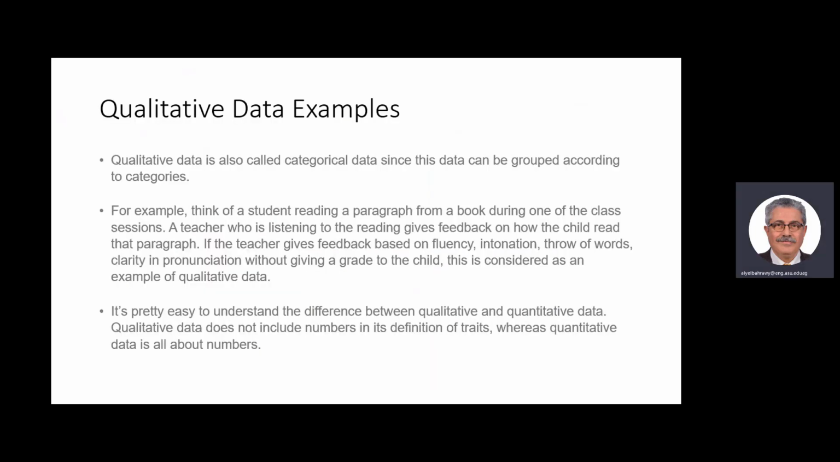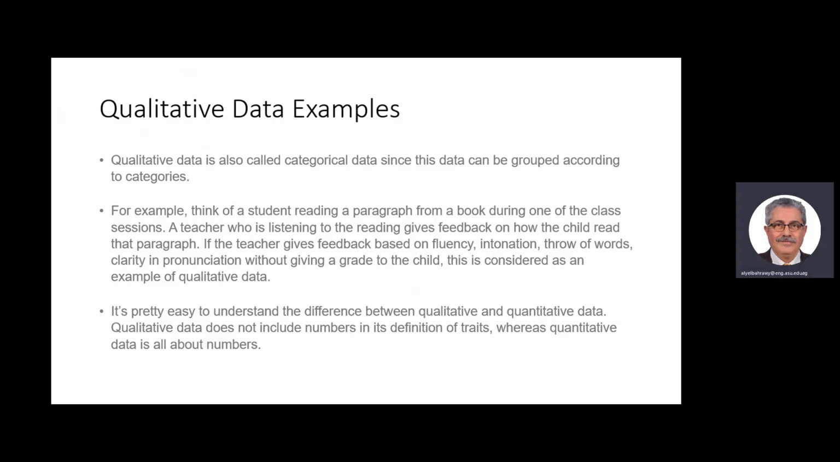Qualitative data is also called categorical data since the data can be grouped according to categories. For example, think of a student reading a paragraph from a book during one of the class sessions. A teacher who is listening to the reading gives feedback on how the child read that paragraph. If the teacher gives feedback based on fluency, intonation, flow of words, clarity in pronunciation without giving a grade to the child, this is considered as an example of qualitative data.